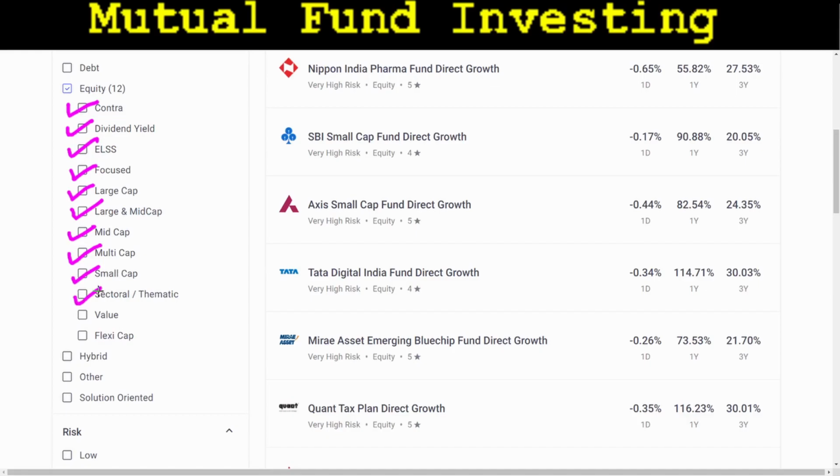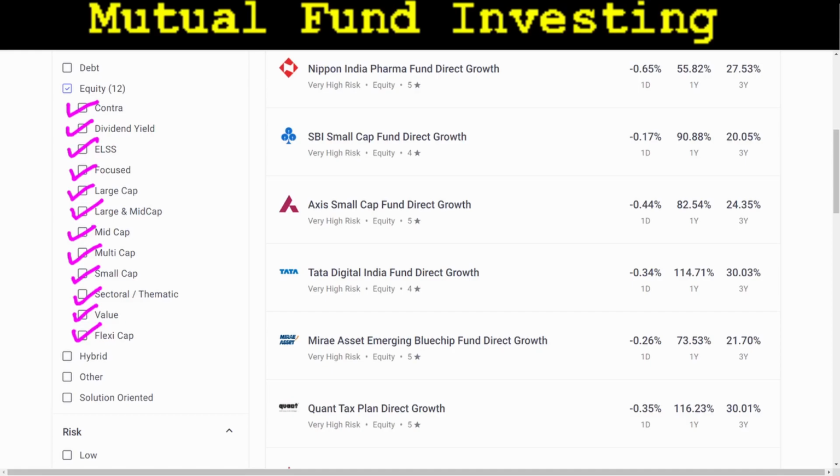Then we have sectoral or thematic mutual funds. These mutual funds will invest in a specific sector, or they have a specific theme in their product portfolio, such as maybe infrastructure or oil and gas or pharma focused mutual funds. The next category is value oriented mutual funds. These funds try to pick up shares that are undervalued right now but have the potential to grow big in near future. So these stocks are not generally into limelight. The next one is flexi cap fund. These funds invest across all sectors, and their allocation to large cap, mid cap and small cap varies depending upon the condition of market.